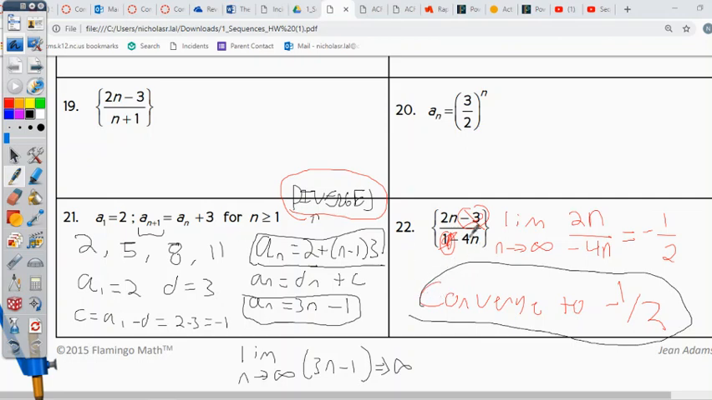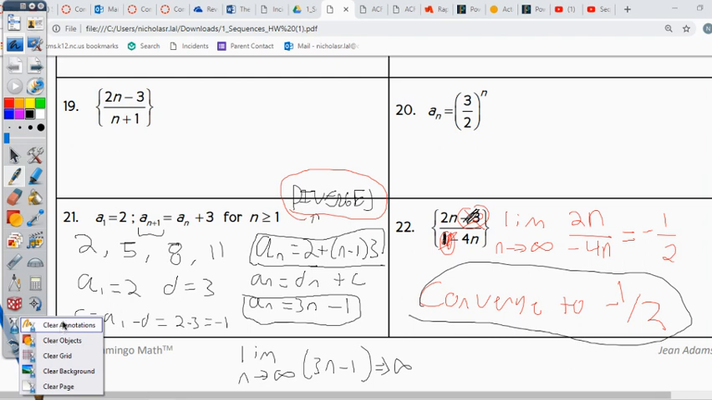So essentially, you have to understand that as n approaches infinity, the constants, the negative 3 and the 1, become irrelevant. So you have 2n over negative 4n. The n's cancel out. That was close, I said negative 1.